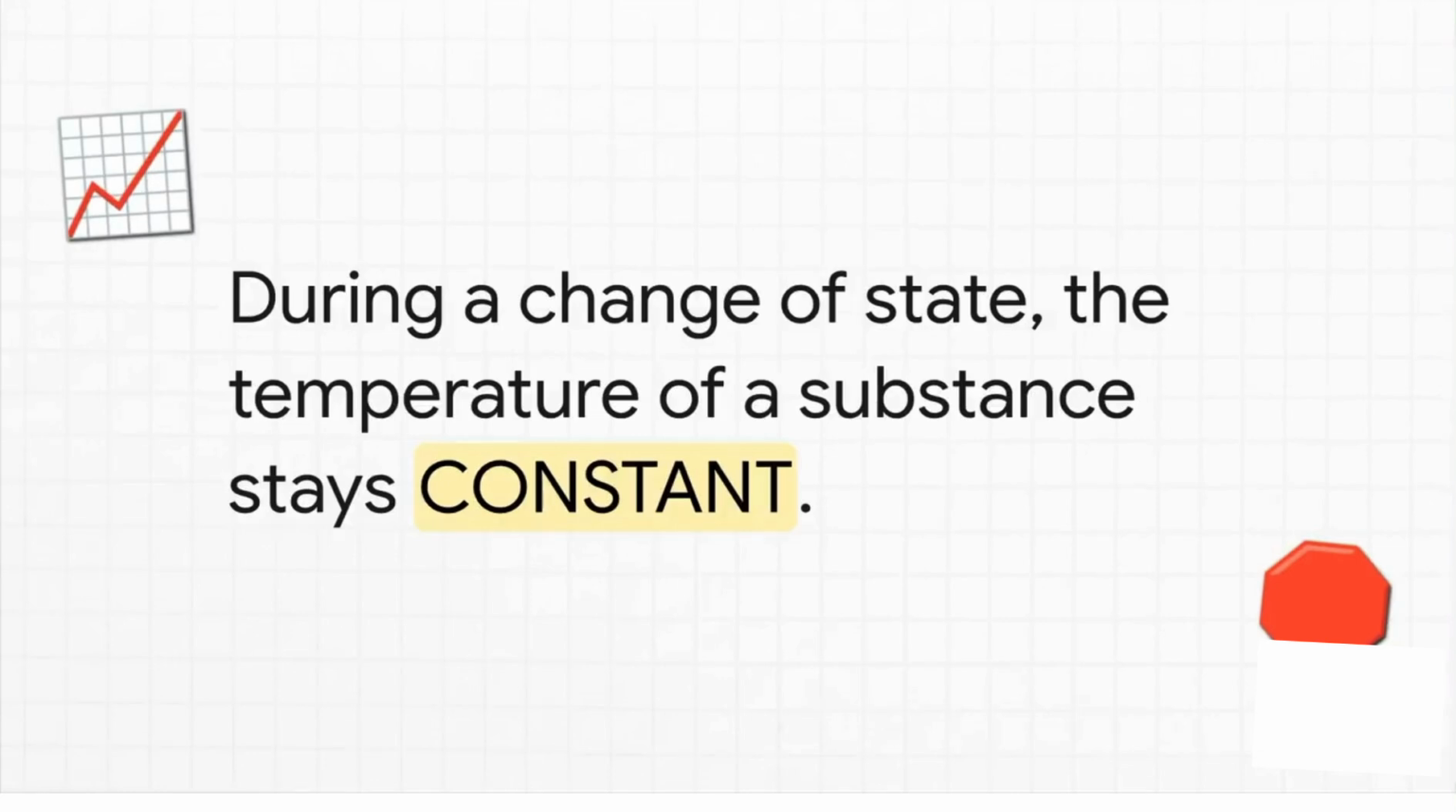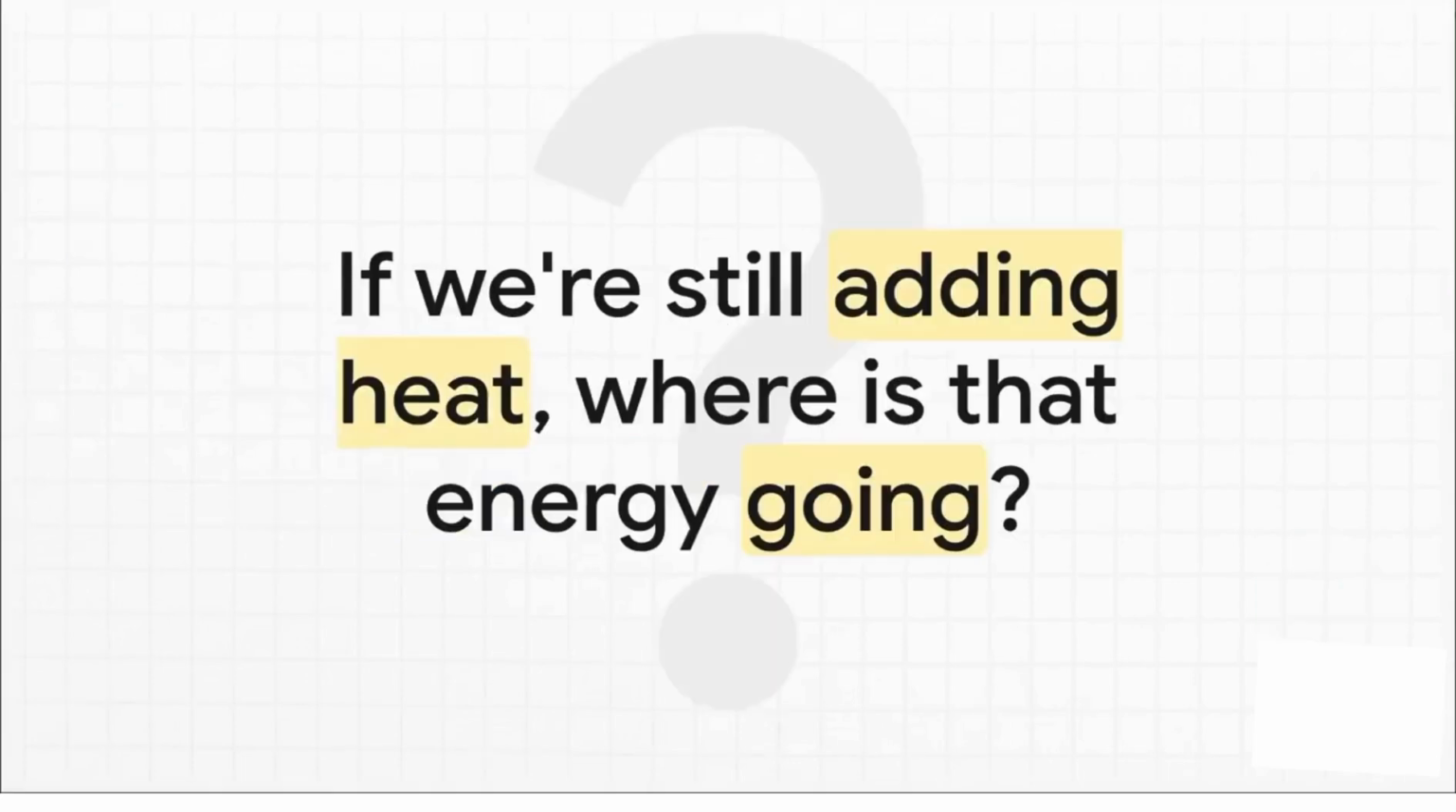And spoiler alert, the exact same thing happens at 100 degrees when that water starts to boil. So let's think about this. We just said temperature is a measure of how fast particles are moving. And we can see the temperature isn't rising. That means the particles aren't moving any faster. So if we're still adding all this heat energy, where on earth is it going?